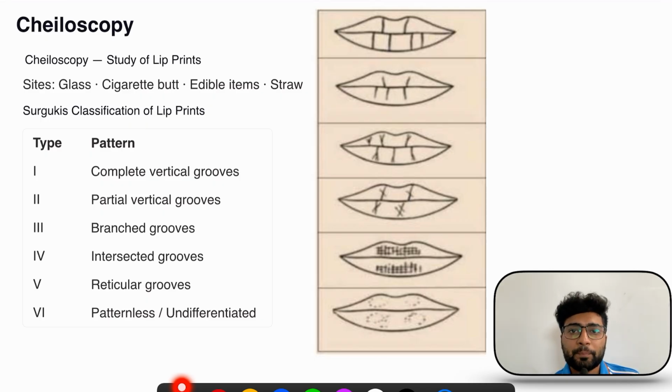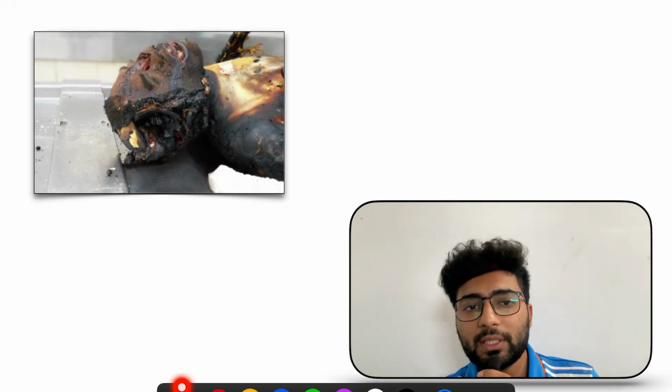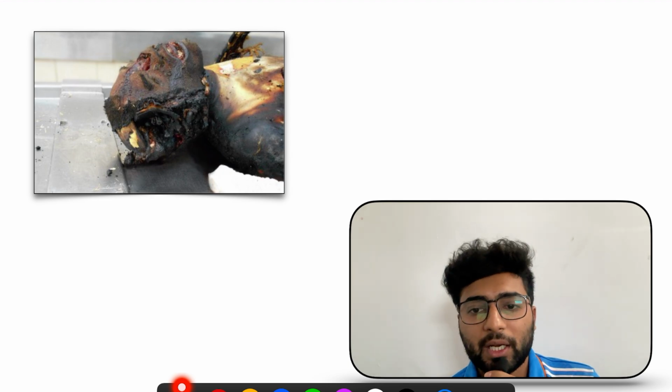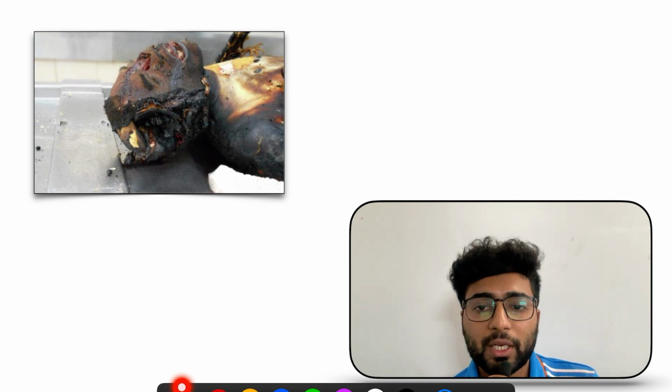So first one is complete, then partial, then branched and intersected. Just learn this image: complete, partial, branched, intersected, reticular and undifferentiated. These are the six patterns of lip fingerprinting. Now we have done lip fingerprinting, but what if the body is completely burned and mutilated? Now we cannot use lip fingerprinting or any fingerprinting, right?